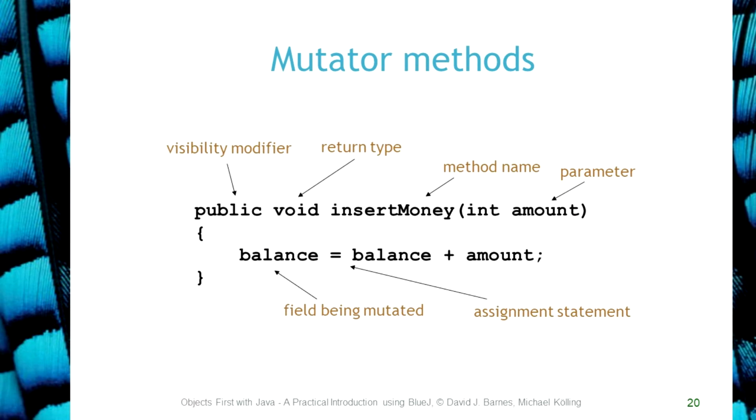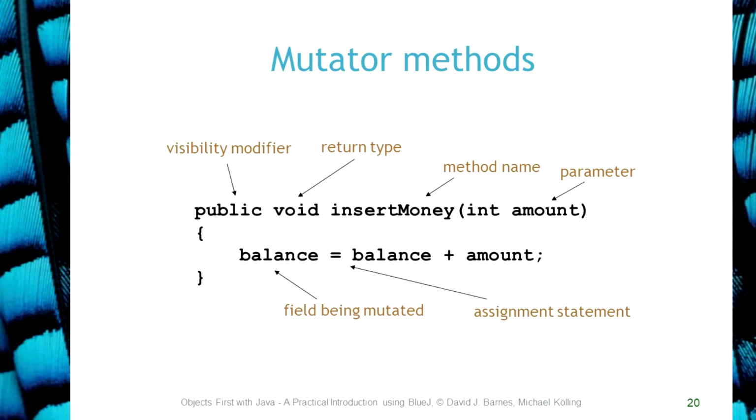The header of the insertMoney method has a void return type and a single formal parameter, amount, of type int. A void return type means that the method does not return any value to its caller. This is significantly different from all other return types. Within BlueJ, the difference is most noticeable in that no return value dialog is shown following a call to a void method.